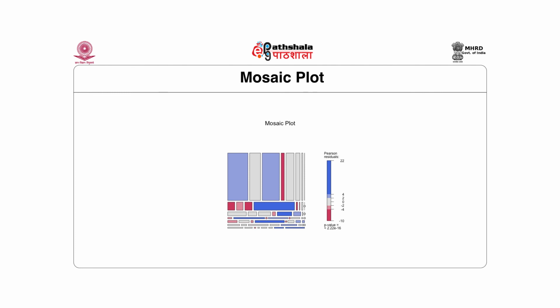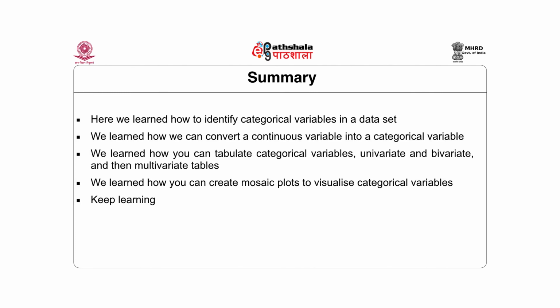So let us conclude this. In summary, we have learned that we can identify categorical variables from within a data frame. We have learned that you can convert a continuous variable into a categorical variable by using the cut function and specifying the breaks. The simplest way to summarize categorical variables is by tabulating them. And if you are using bivariate or more than two variables, then use the xtabs function, and you can use mosaic plots or bar plots in order to describe the categorical variables visually.